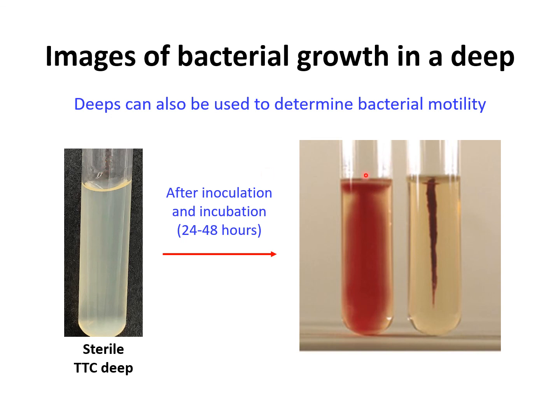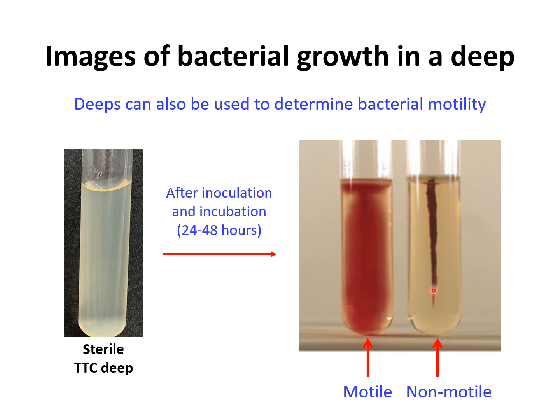Now, notice right here, after you've stabbed your bacteria, how you see this red color throughout the tube. That means that your bacteria is motile. Notice how here, when you stabbed it, you don't see that red color throughout the tube. You only see it right here where you stabbed it. That means your bacteria is non-motile. So again, here it's motile, and here it is non-motile.